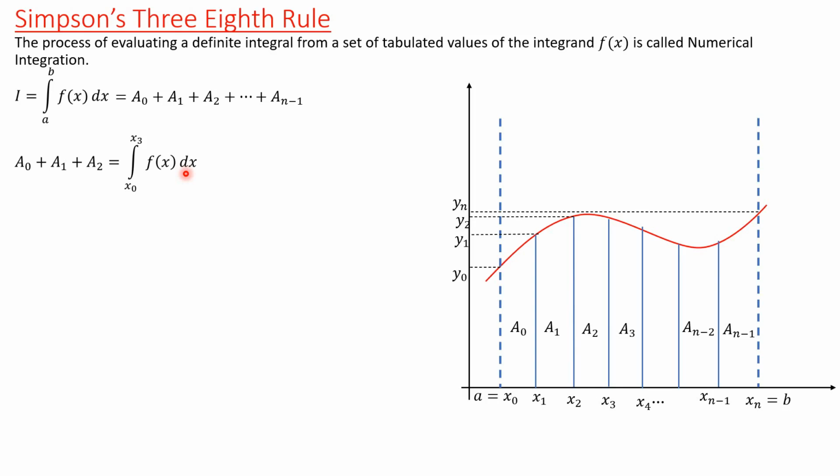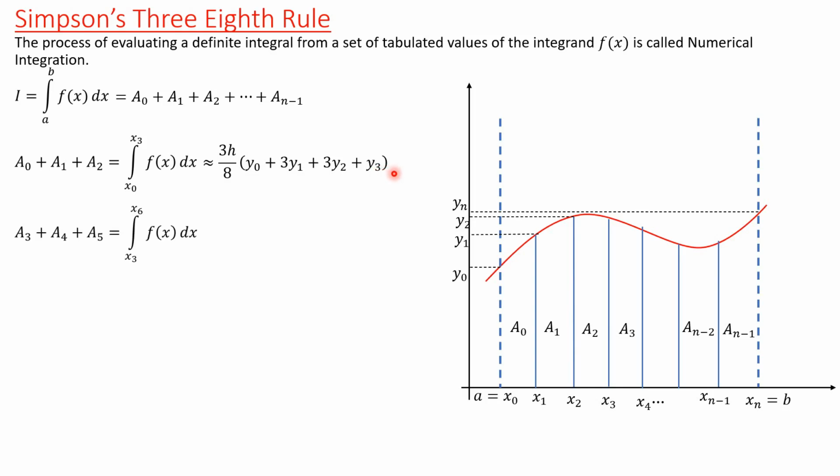And we know that this is approximately equal to 3h by 8 times y0, that is our first ordinate, or the value of the function corresponding to x0, so y0 plus 3y1 plus 3y2 plus y3, that is the last ordinate. Okay.